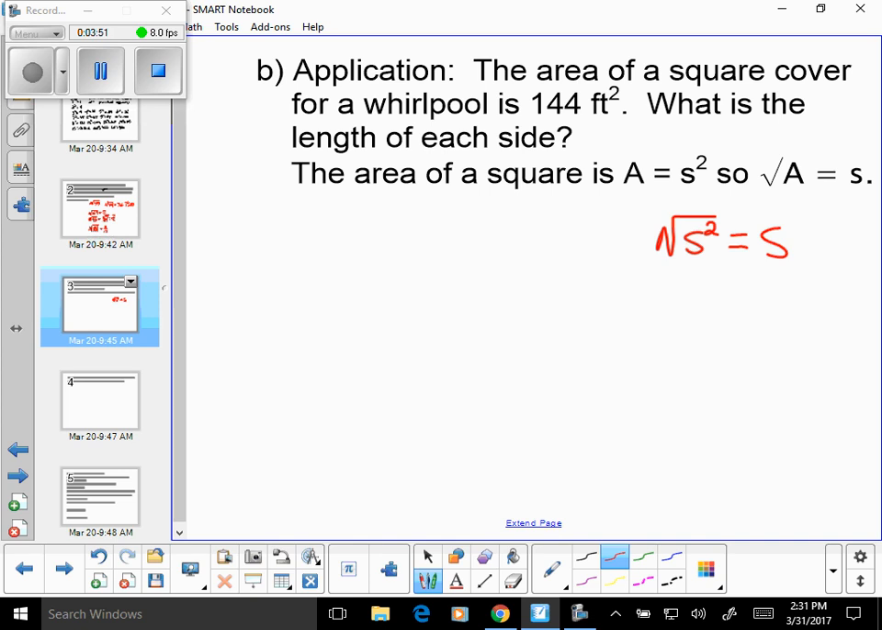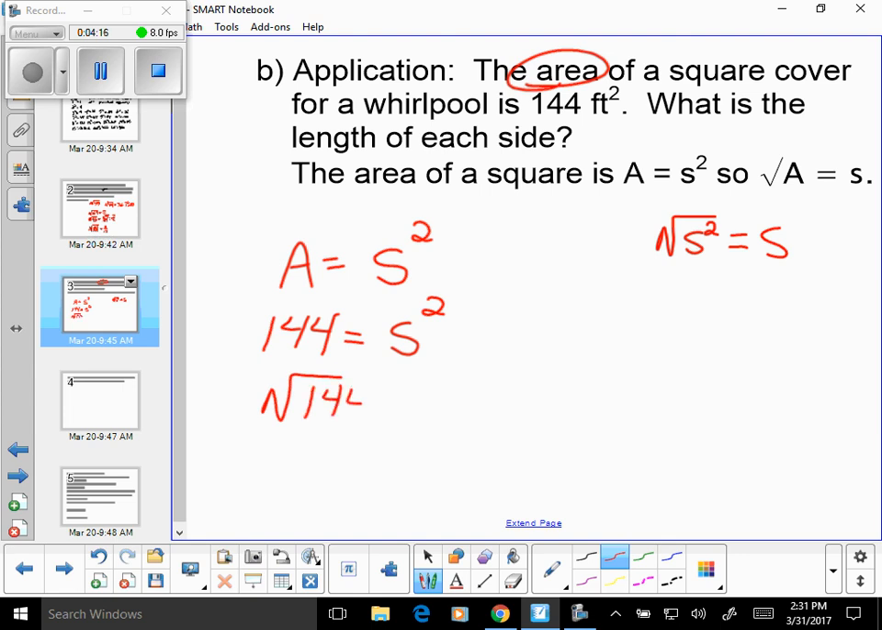I'm going to start out here, though, with my formula. The area of a square is side squared. This time, though, if you look at the problem, they tell me the area. It's right there. That's 144. That's going to equal the side squared. I'm going to take the square root of 144, which is going to equal the square root of s squared. Now here's where I use my reflexive principle, and I say, all right, so s is going to be 12. In this case, I'm measuring in feet.